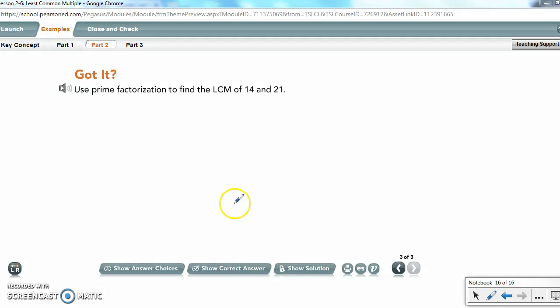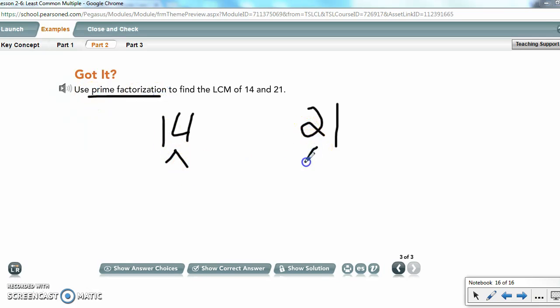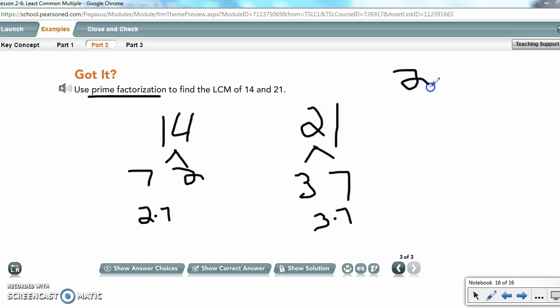Let's go ahead and try this one. What if I have 14 and 21? And again, they're asking us to use the prime factorization. So what two numbers can I multiply together to get 14? 7 times 2, right? Those are both prime, so my prime factorization is 7 times 2, or 2 times 7. Here, I get 3 times 7. So I need to represent one of each number. So what do I have? I have a 2. I have a 3.